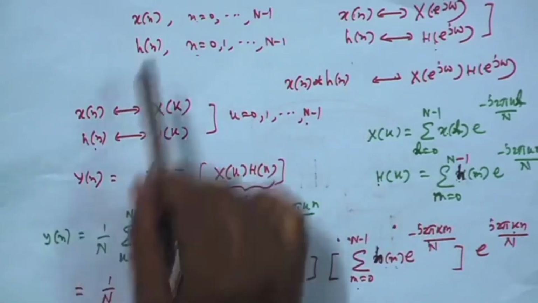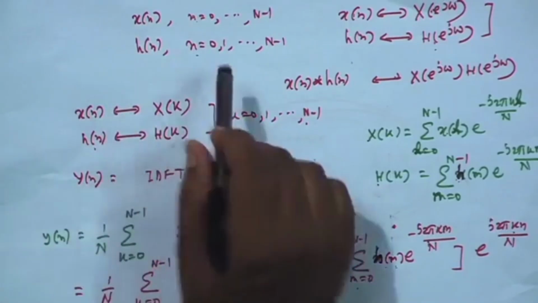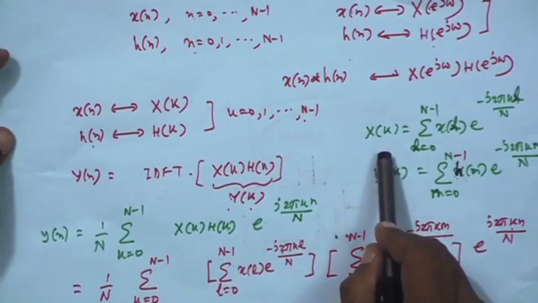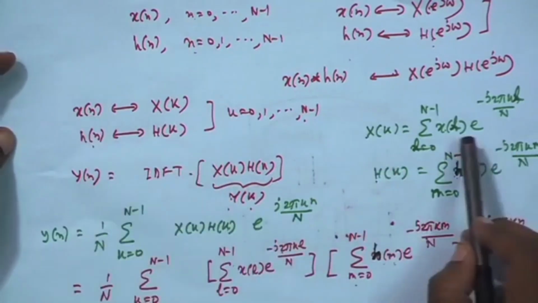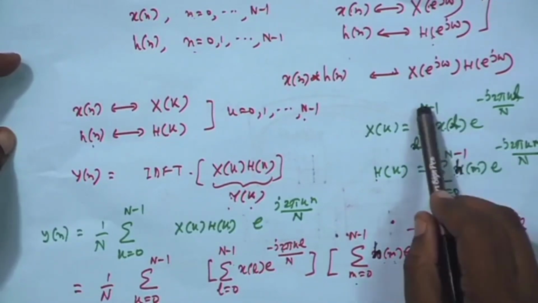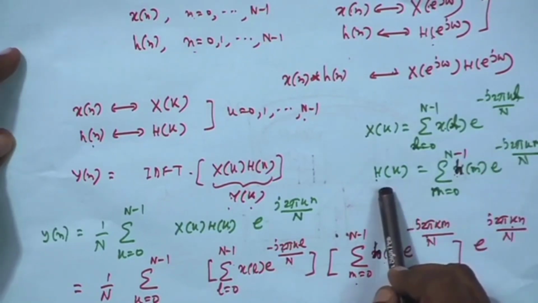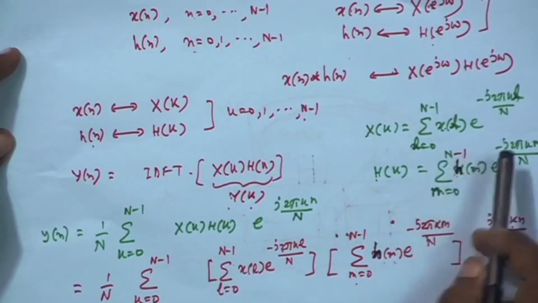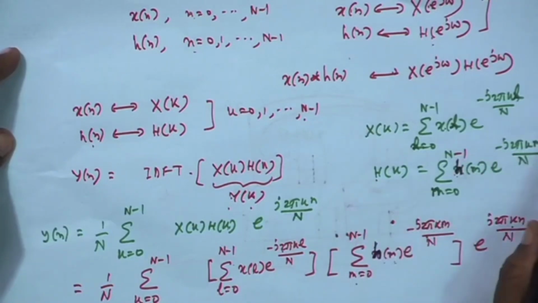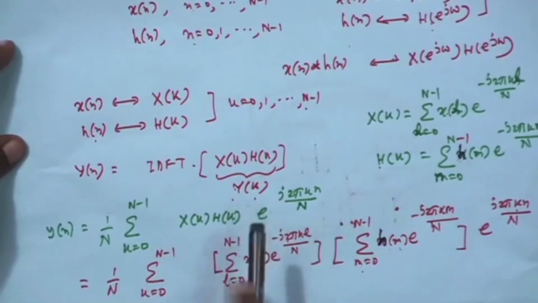How will Yn be related to Xn and Hn? Will that be linear convolution? Answer is no. Then what is it? For that, we carried out this job. Capital Xk was just the DFT of Xn. So, this is the sum over l from 0 to n minus 1 of xl e to the power minus j 2 pi kl by n. Similarly, capital Hk is the sum over small m from 0 to capital N minus 1 of h m e to the power minus j 2 pi k m by n. They are standard. Yn is the inverse DFT of Yk.